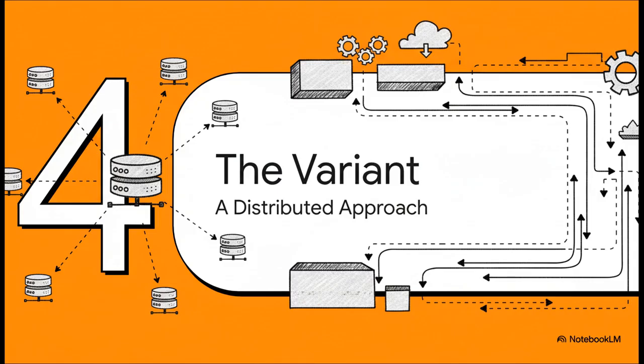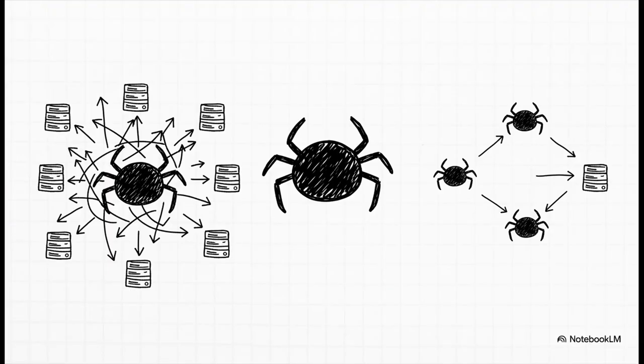But having just one single central system like this has its limits, especially as the web just exploded in size. New challenges came up that needed a completely different way of thinking. They needed a distributed approach. And a really fascinating early example of this distributed idea is something called the Harvest architecture. The whole idea behind Harvest was, instead of having one giant crawler doing everything, let's spread the work out. It was designed to be way more efficient and solve some real-world problems, like having a bunch of different crawlers all hitting the same server at the same time.